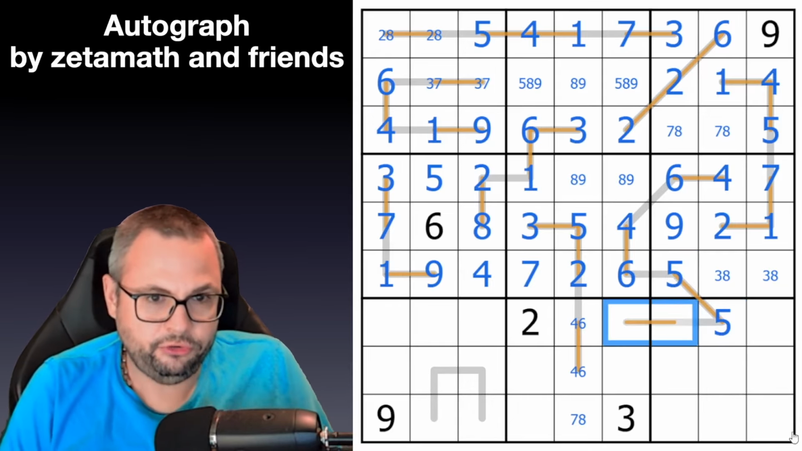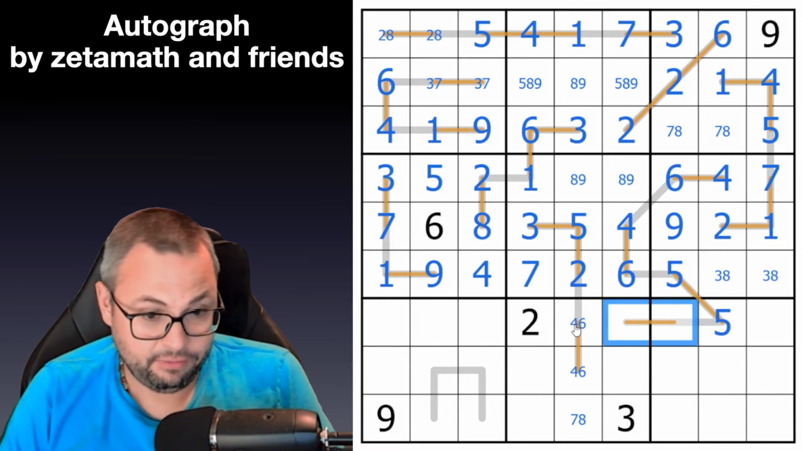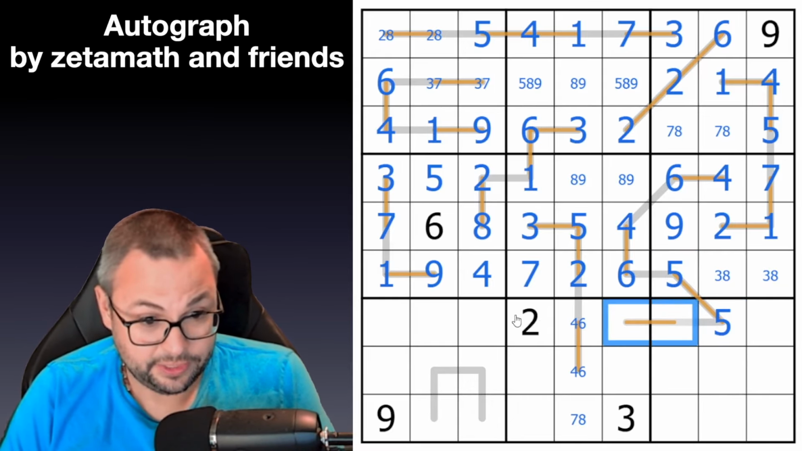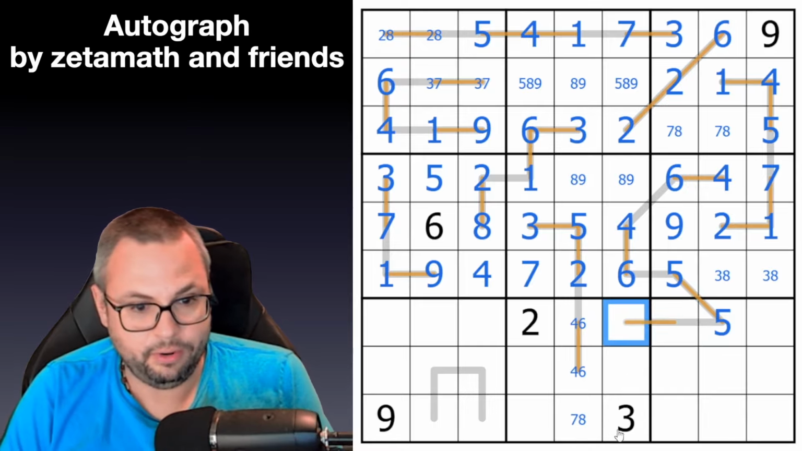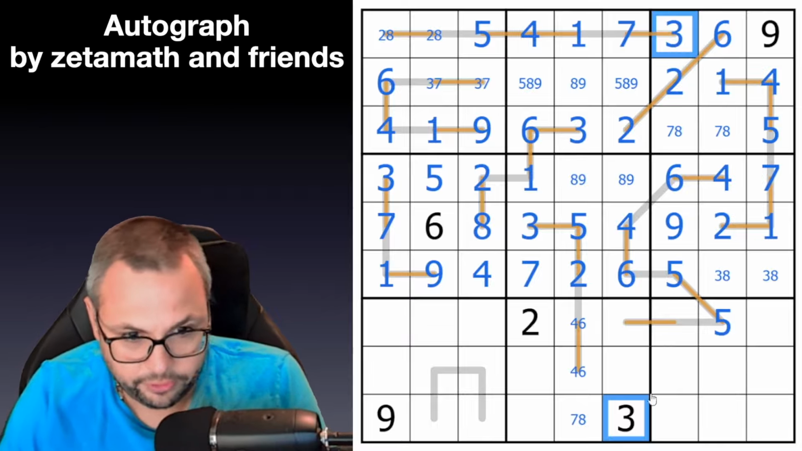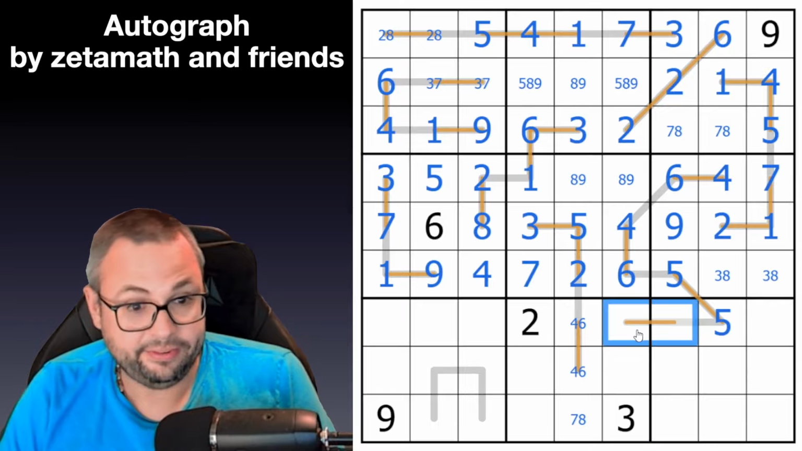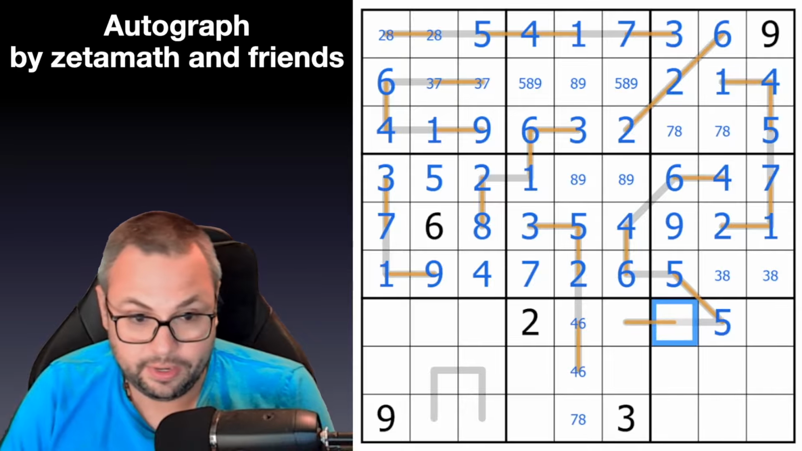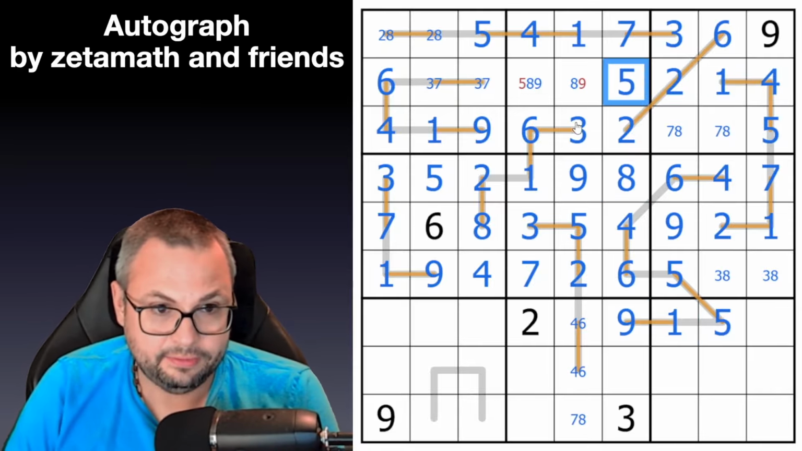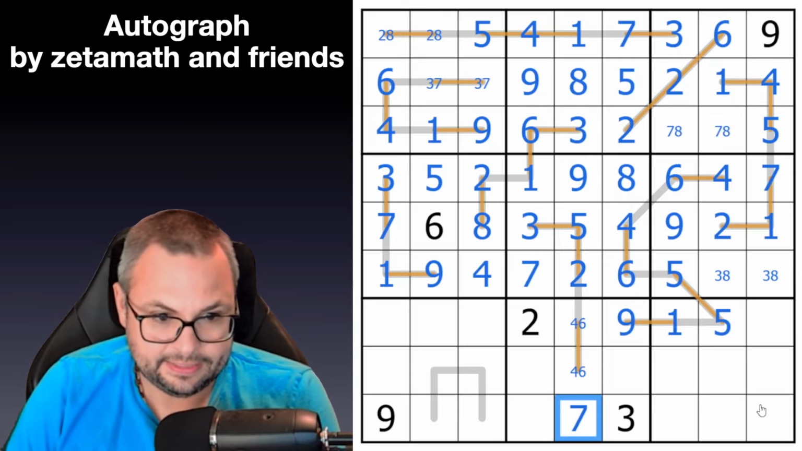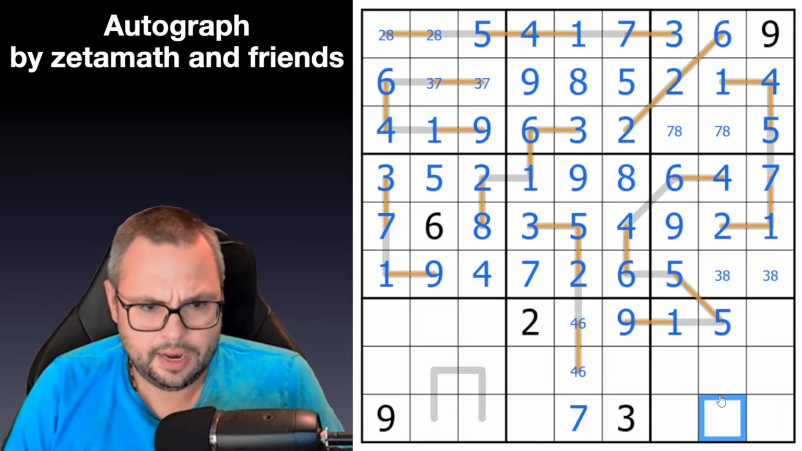Okay, do I know which 2-cell 10-sum this is? It's not 4-6 or 2-8 or 3-7 because both of these cells see 3, albeit from sort of weird angles. So that makes this 1-9, and we even know the order of the 1-9. So that is the 8 and the 9. That's the 5, the 8, and the 9. That's the 7.